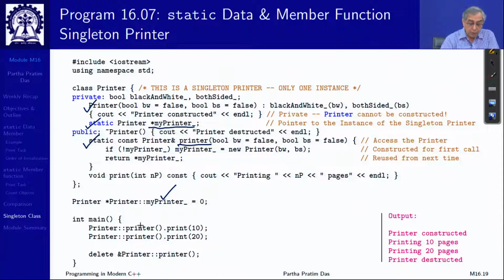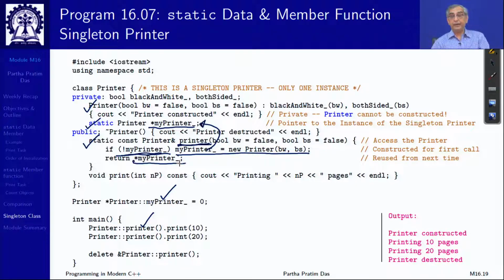Now, whoever wants calls this printer static member function. As it calls printer, I go and check, is this pointer null? If it is null, there is no object constructed so far. If it is not null, then the object has been constructed. So, if it is null, I construct an object. I do a new, construct the object, put that pointer to this and return that object. Now, if it has been constructed, that is if the pointer is not null, then I do not construct it again, I will just return the same object.